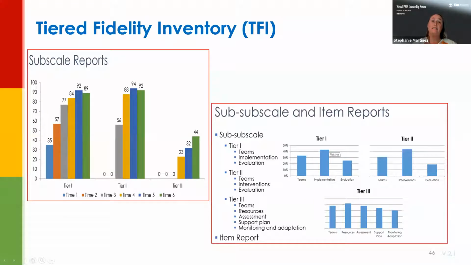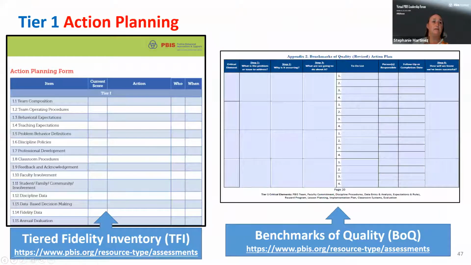And then if you're using the TFI, here's the same thing. These are what the results look like, and you could use these as ways to measure and identify those goals. And then what we want to do is make sure we're action planning. So after we have had our team meeting, we want to put in there, when we've met and looked and reviewed our benchmarks of quality or our TFI, to put some action steps in place around that.